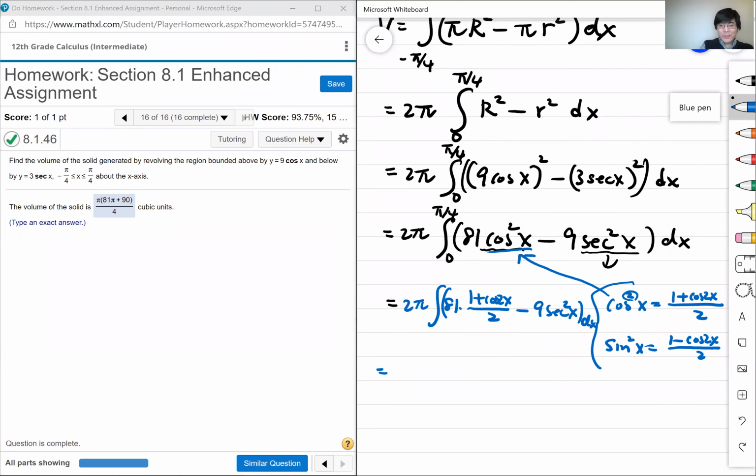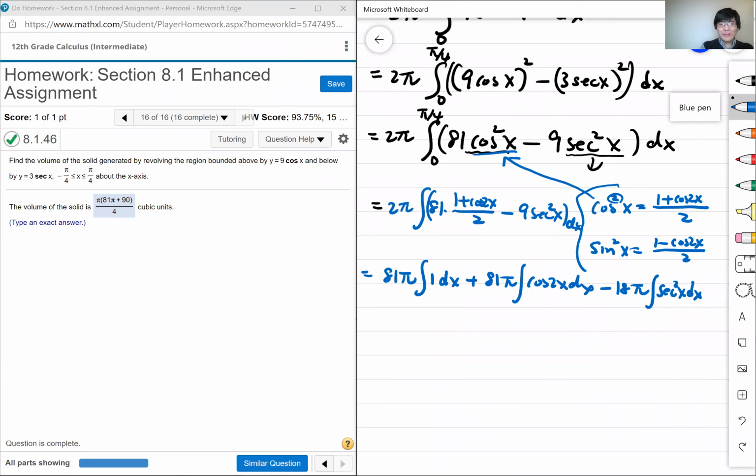So let's simplify into 3 pieces. The first piece is 81 pi times the integral of 1 dx. The second piece is 81 pi times the integral of cosine 2x dx. And the third thing is 18 pi times the integral of secant square x dx. Each term is integrable. Here is the same number as this one. So the integral of 1 is x, from 0 through pi over 4.